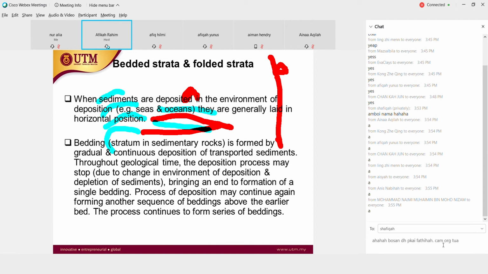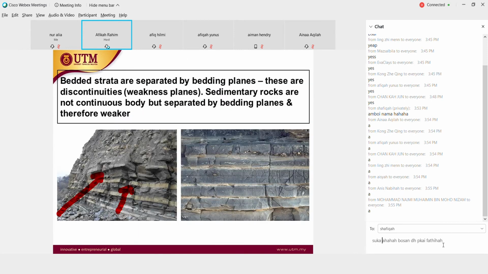So the process of deposition might continue again, forming another sequence. The process continues to form a series of bedding. So this is called a series of bedding, because it's continually deposited. Something like a layer cake, just like the question I gave you just now. You put one on another, one on another, and it might taste the same if you use the same material.